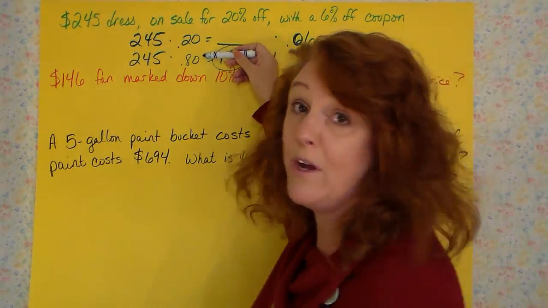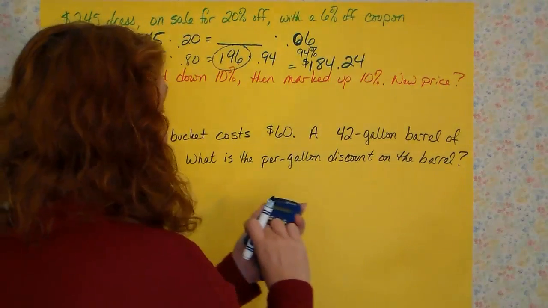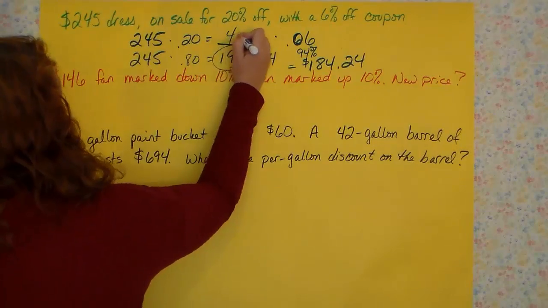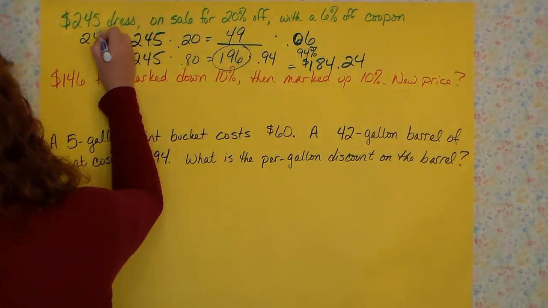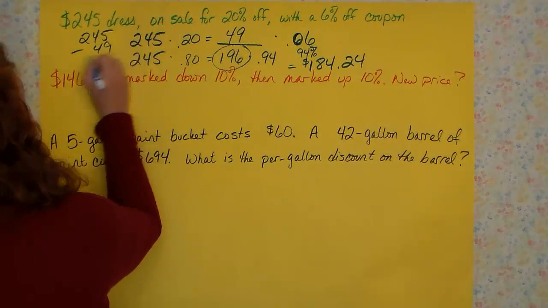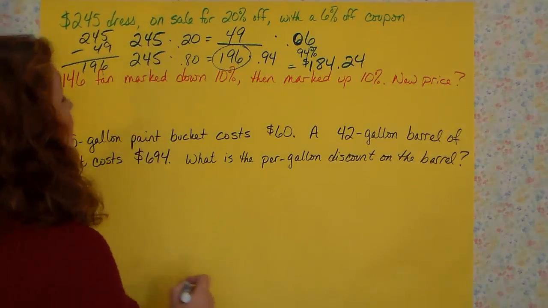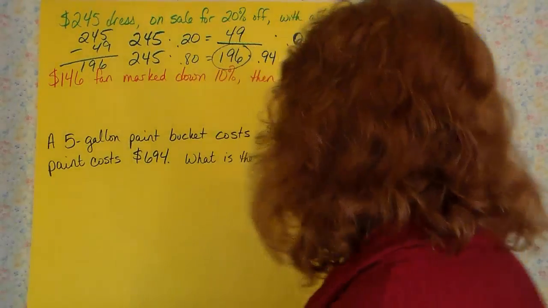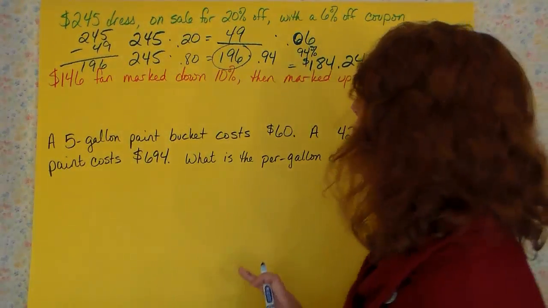And if you want to do it the long way, you can. You can say 245 times 0.2 is 49. So that's $49 off. And then you do 245 minus 49, and that gives you 196. You can do it that way if that's more comfortable for you. Don't have a problem with that. You have to pick what math works for you.